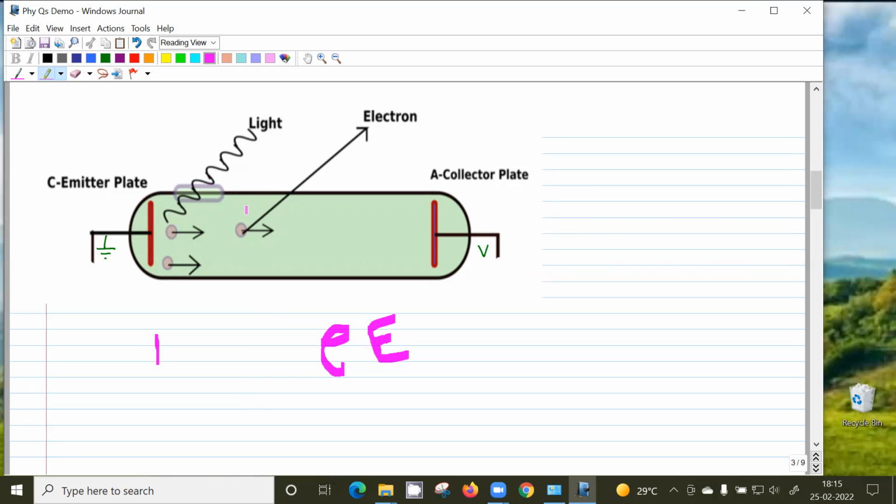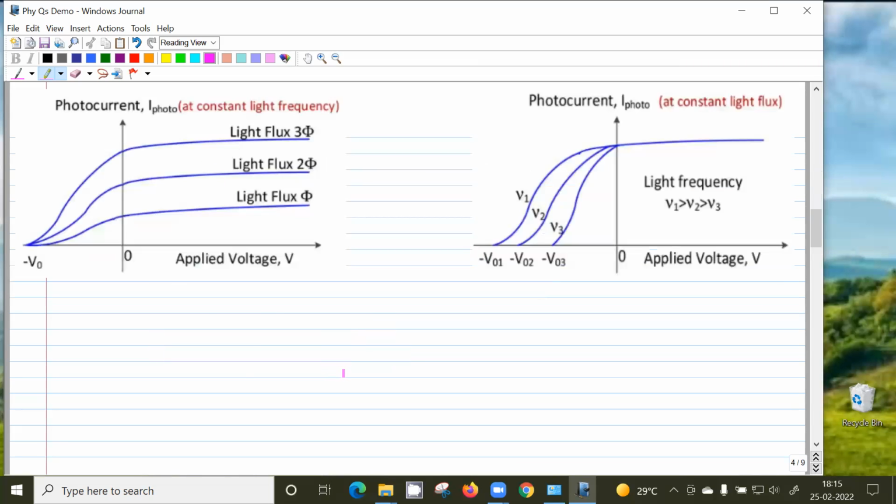So the number of electrons coming out depends on the number of photons hitting the plate, that is the intensity of the light, but not on the frequency. If the intensity of the light is increasing, the number of photons hitting the plate is increasing. If the number of photons is doubled, then the number of electrons coming out will be doubled. That's why the saturation current is increased.